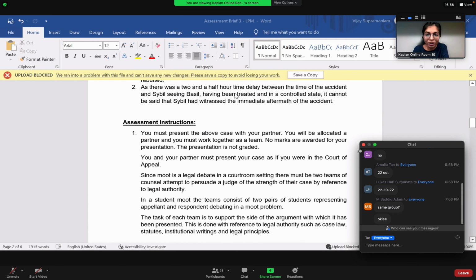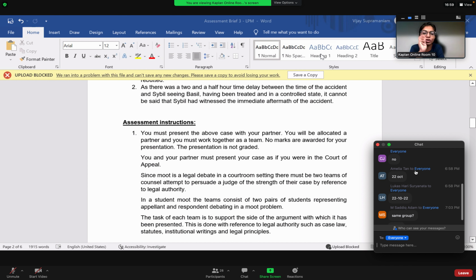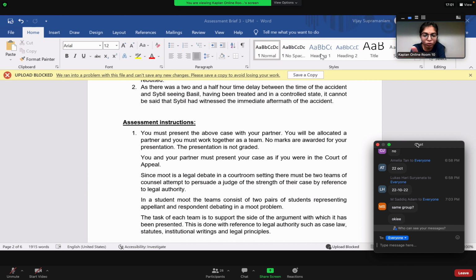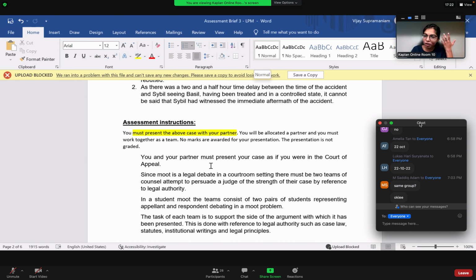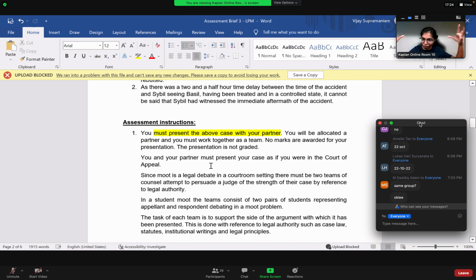Now, how will you be tested on your mooting? You and your client must present the case in an appeal court. This is where you'll be brought to Kaplan. Yes, I'm going to be your judge. It's either me or Vijay who will be your judge. It's a mock court. Mock court means it's a courtroom environment. You have to pretend that you are a lawyer and you have to present your case.